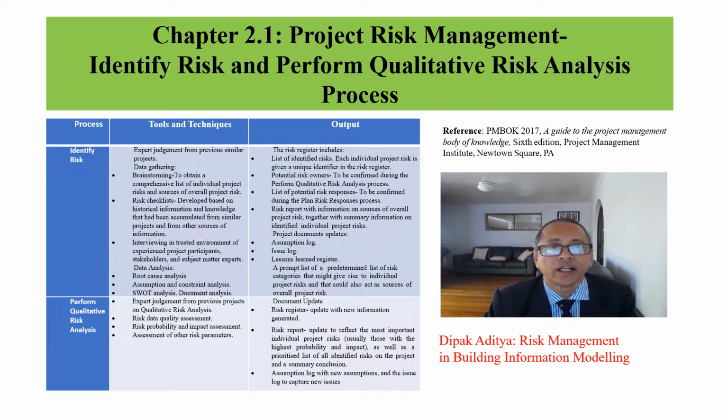Identify risk and perform qualitative risk analysis. The risk register is the product of identify risk with a list of identified risks, potential risk owner, and list of potential risk responses. The potential risk owner is confirmed in qualitative risk analysis, and the list of risk responses is confirmed in the plan risk responses process. Perform qualitative risk analysis requires an assessment of probability and impact.